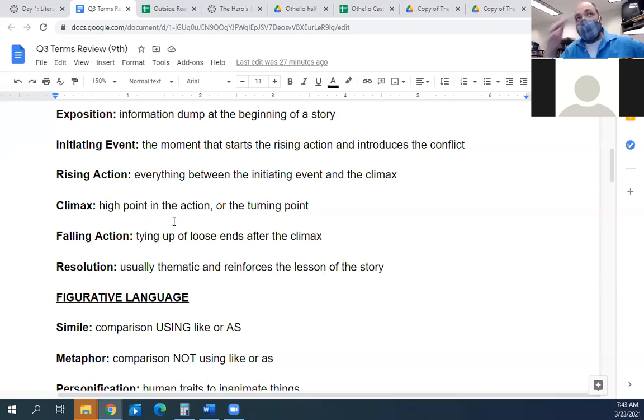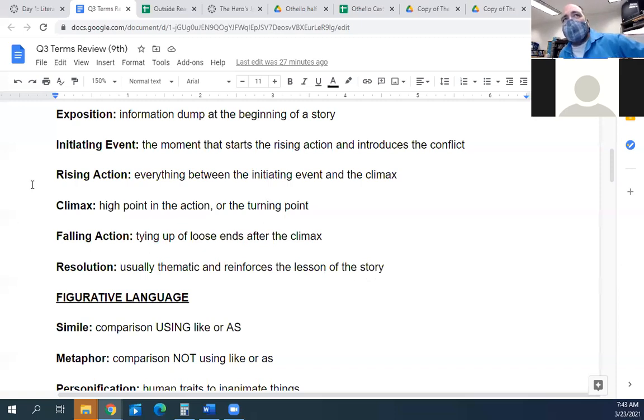Falling action is everything between the climax and the resolution. Things are going to tie up the loose ends. We're going to know what happens to various characters, and we're going to get a sense of closure. And then the resolution is usually thematic and reinforces the lesson of the story. In a story, it's like the last paragraph. In a novel, it's usually the last chapter. And you just look at that.